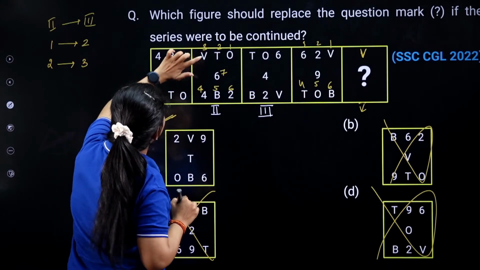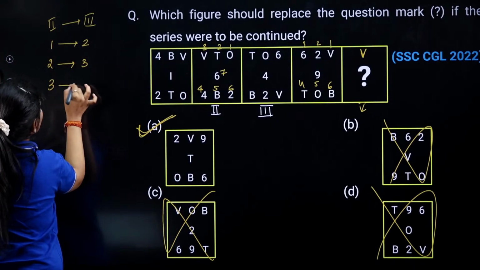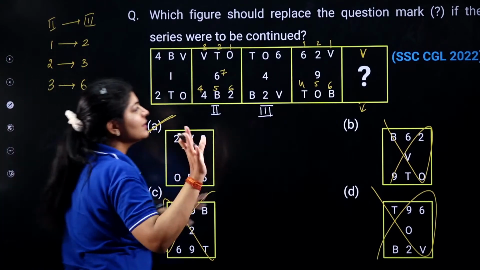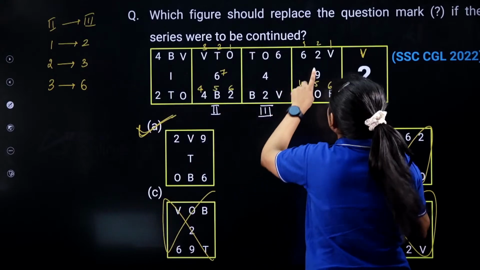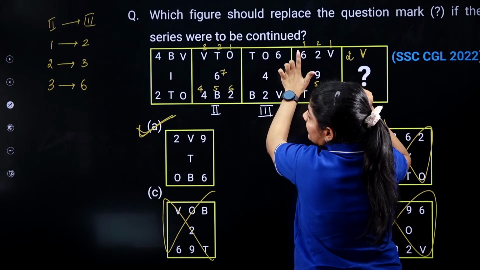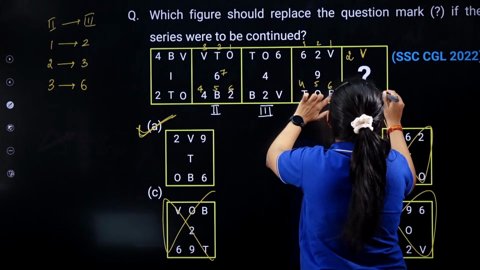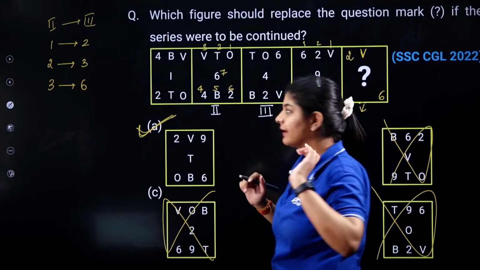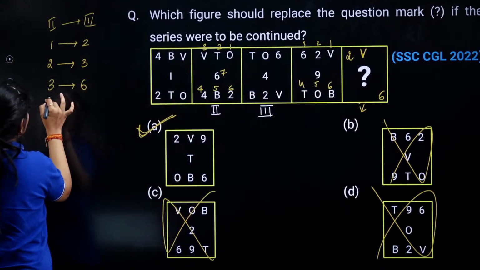My third element shifted to 6th position. Okay, I'm just drawing things. Second element shifted to 3rd position. Third element shifted to 6th one. So here we are having 6, 2, 6. Correct.